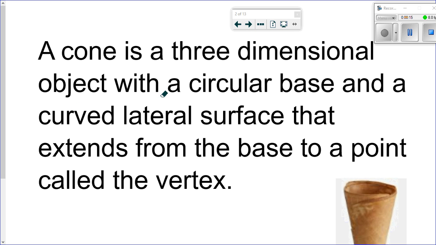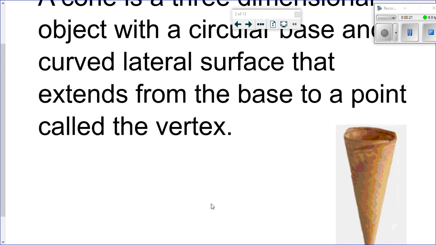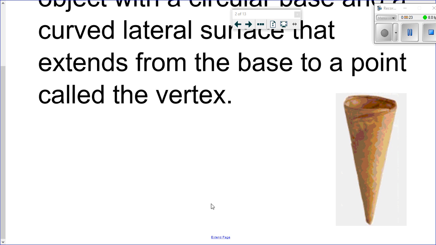For those who don't know, a cone is a three-dimensional object with a circular base and a curved lateral surface that tapers to a point called a vertex. An obvious example is an ice cream cone because, gee, it's a cone. The only difference between an ice cream cone and a mathematical cone is that this end is filled in. But if it was filled in real life, where would your ice cream go?